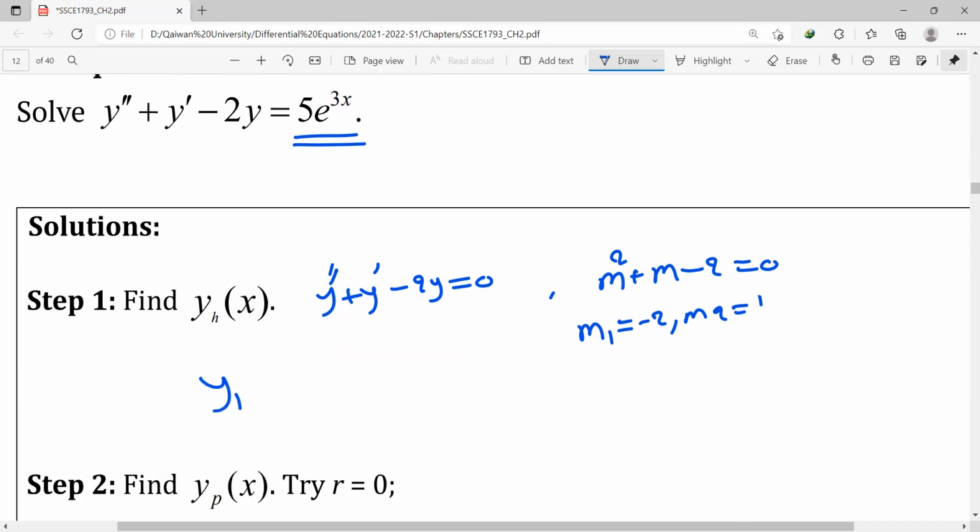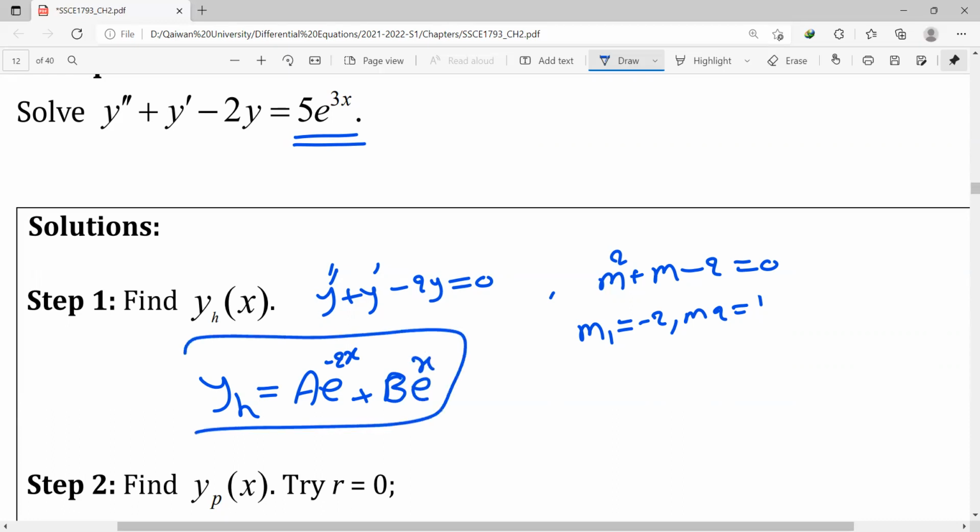Here yh is the homogeneous solution. As you see, here we have two different values for m. If they are equal, we have a case. If they are different, we have a case. If they are complex, we have another case. We have these three cases for finding the homogeneous solution. We say the homogeneous solution is a e to the power m1x, which is minus 2x, plus b e to the power m2x, which is x. This is the homogeneous solution.